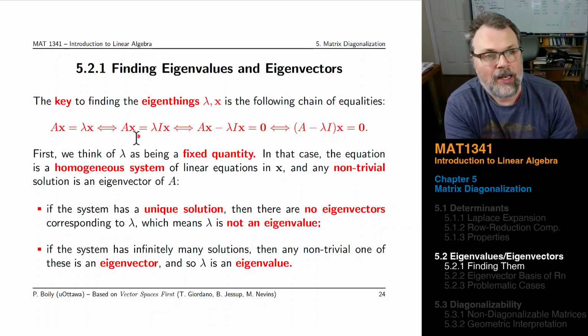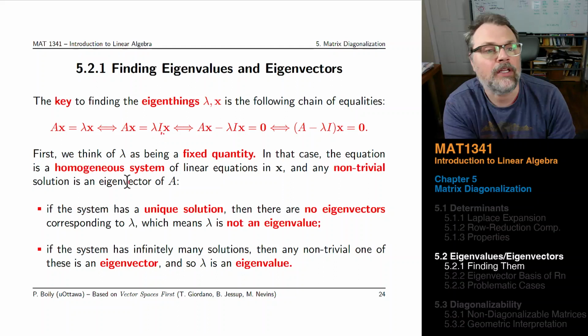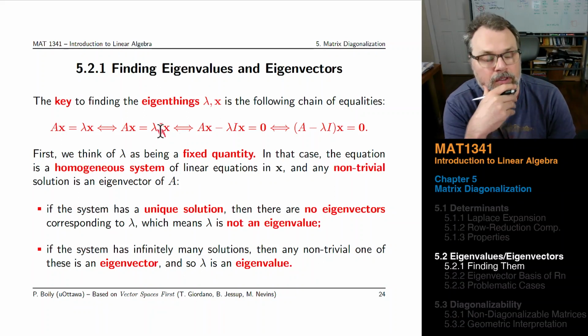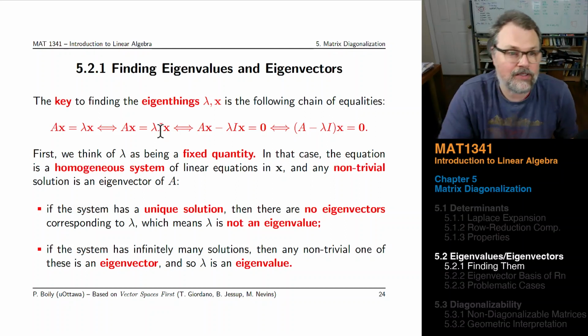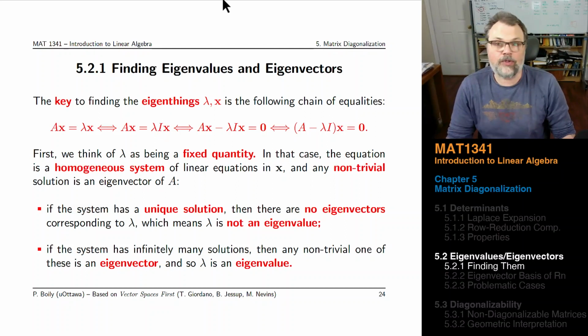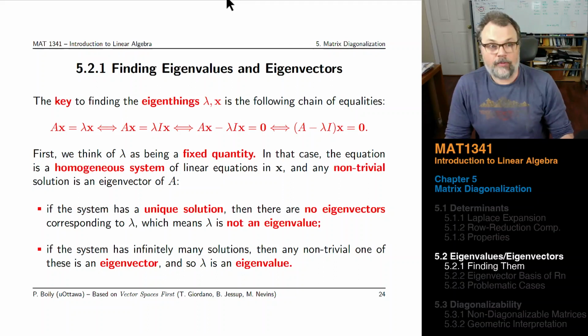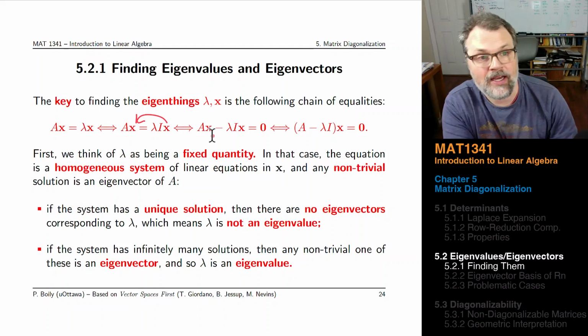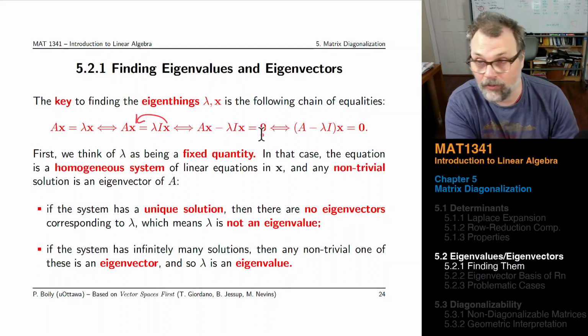Well, let's write it this way. Lambda x is the same thing as lambda times the identity matrix times x. I'm not specifying here, but this is the identity with n rows and n columns because we're assuming that A is an n by n matrix. And we can say that because the identity has no effect when you multiply it by another matrix or a vector. Okay, so now I'm going to take the lambda Ix and send it over to the other side. And I end up with Ax minus lambda Ix equals 0.